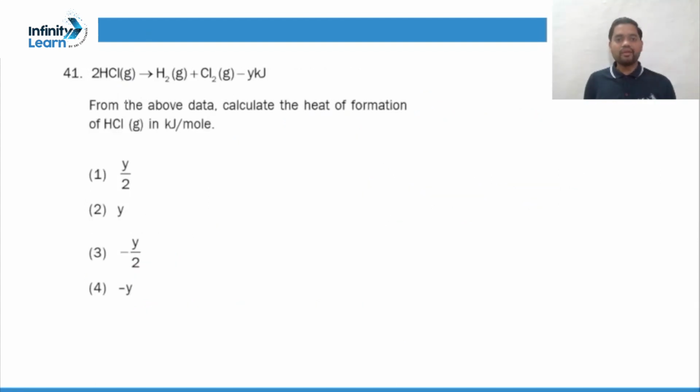41. From the above data, calculate the heat of formation of this. So this is negative, that means delta H is equal to Y kilojoule. We need to calculate heat of formation. For heat of formation, I have to divide this by 2 and reverse. Divide by 2 means Y by 2, and reverse means negative. So it is negative Y by 2, and hence option number 3 is the right answer.